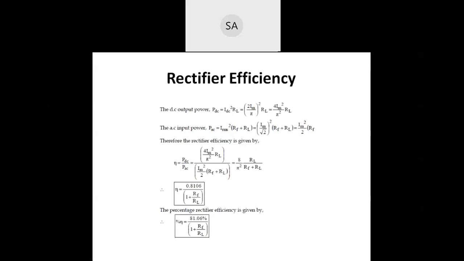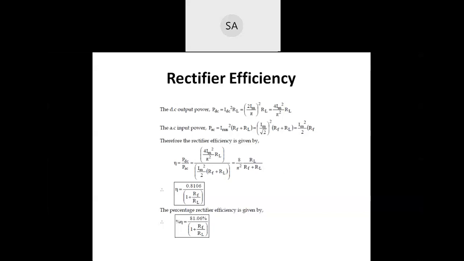And the next one is rectifier efficiency. We discussed that efficiency is the output power by input power. In the rectifier, the output we got is DC and the input we are applying is AC. So the definition for the efficiency is DC output power by AC input power. Here the DC output power PDC is equal to IDC square into RL. So IDC we got 2Im by pi. So 2Im by pi whole square into RL. You will get 4 Im square by pi square into RL.